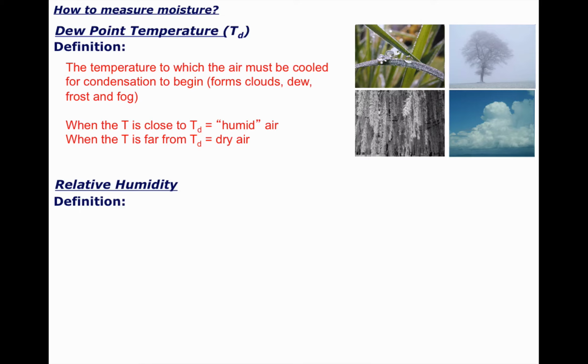to get condensation. Well, what's condensation? Well, it might make dew. It might make a fog. It might make a cloud, or it might make frost. This is us converting water vapor into a solid like ice or into a liquid like dew or fog or a cloud. So that's what the dew point temperature is. It's the temperature that you have to cool the air to get condensation to form.